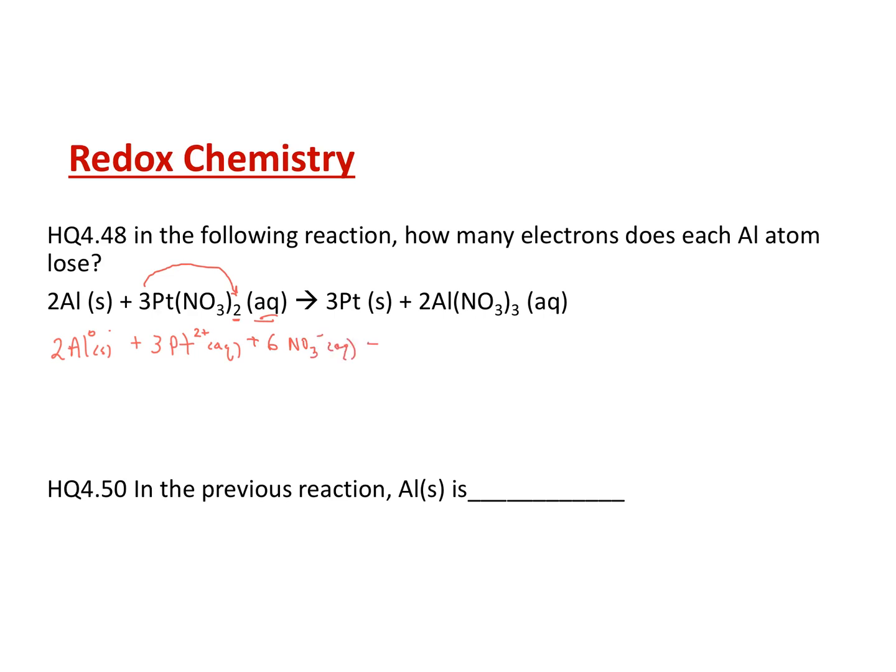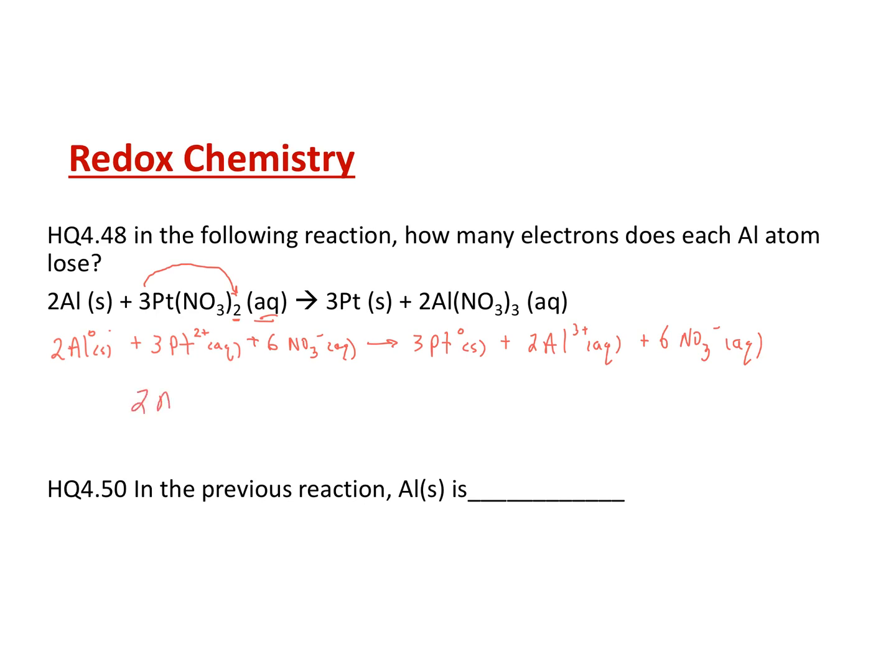That reaction produces platinum solid, which again, it's a pure element, so it's got an oxidation state of 0. And I'm going to get 2 aluminums. Aluminum is group 3. It's going to have a charge of 3+, aqueous. And to balance out the reaction, I'm going to need to have 6 nitrates, -1 each. So look at the balanced reaction, and I need to figure out, okay, how many electrons does each aluminum atom lose? Well, they're already telling you that aluminum is being oxidized. It's losing electrons. So let's just focus in on aluminum.